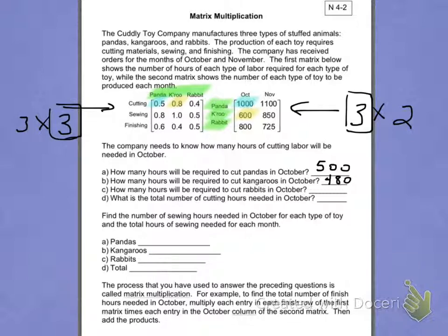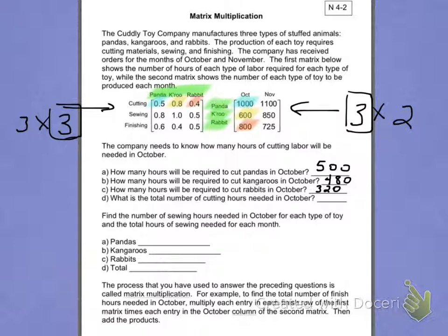So let's figure that out. And so there's 0.4 hours for every rabbit, and there were 800 rabbits ordered. So we multiply those, highlighted in orange, together, and you will get that the hours required to cut rabbits in October were 320. So you write that down. Now I've got those by multiplying those two figures together, one from each matrix.